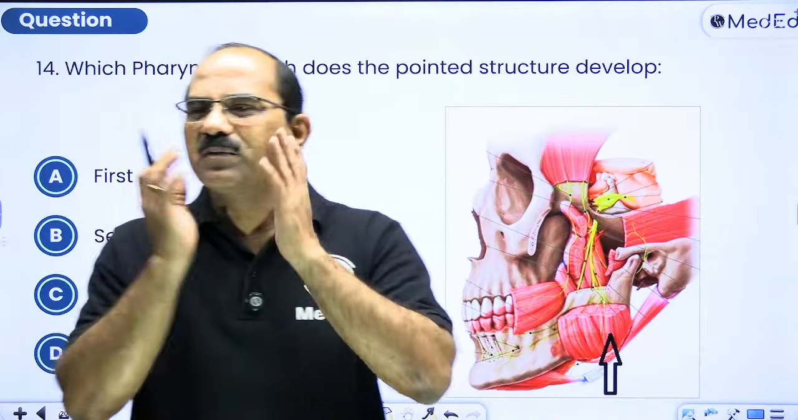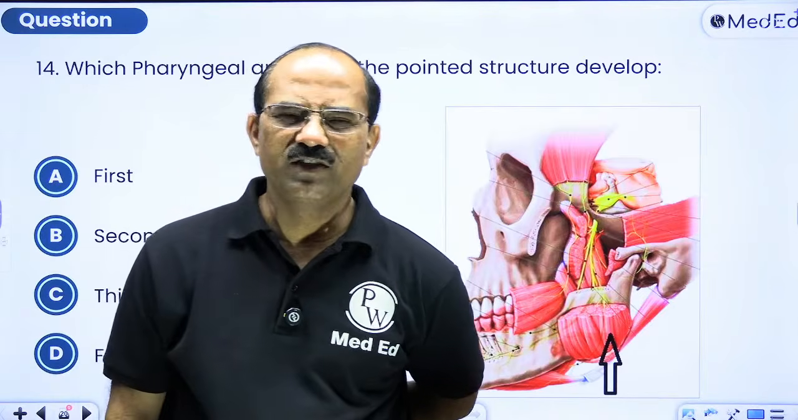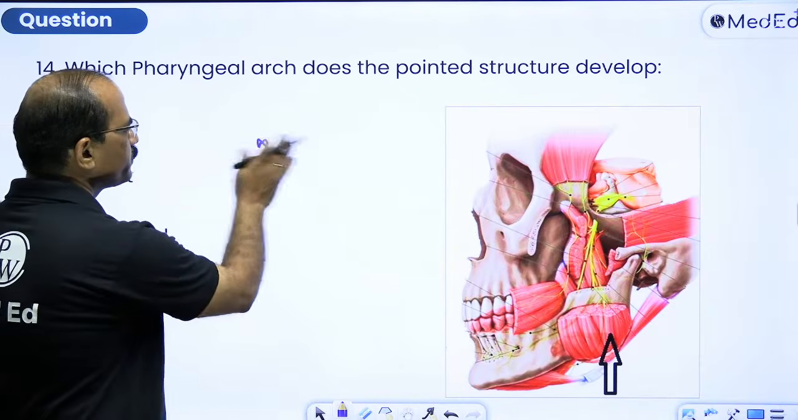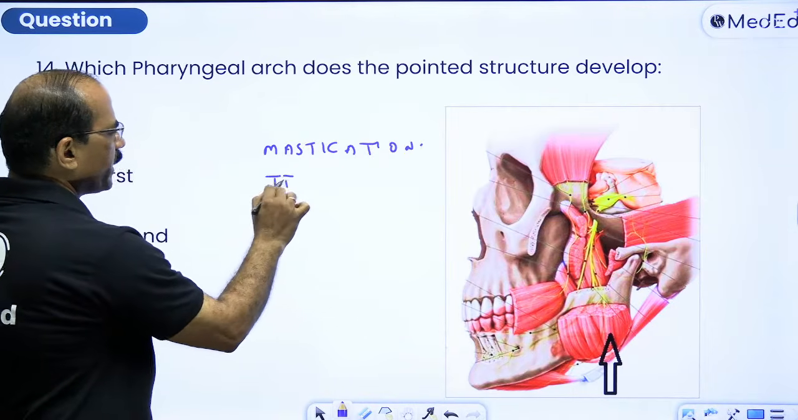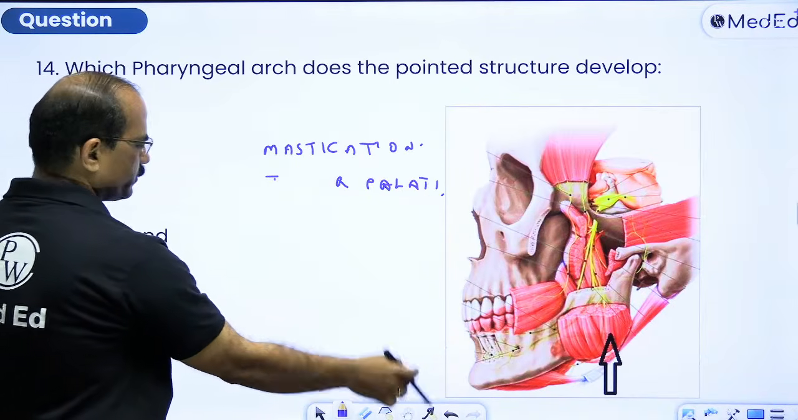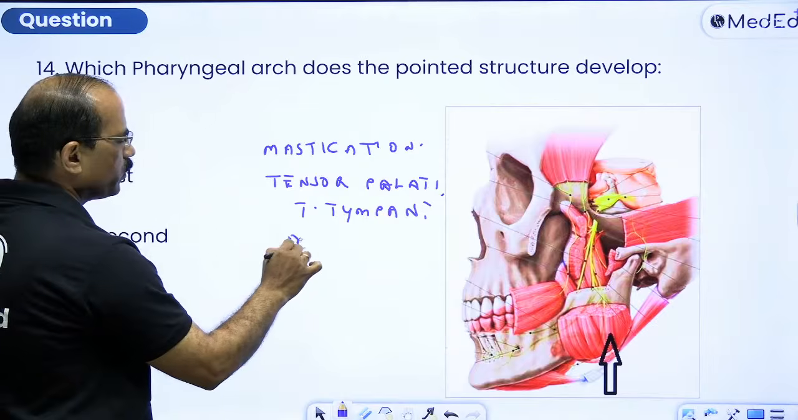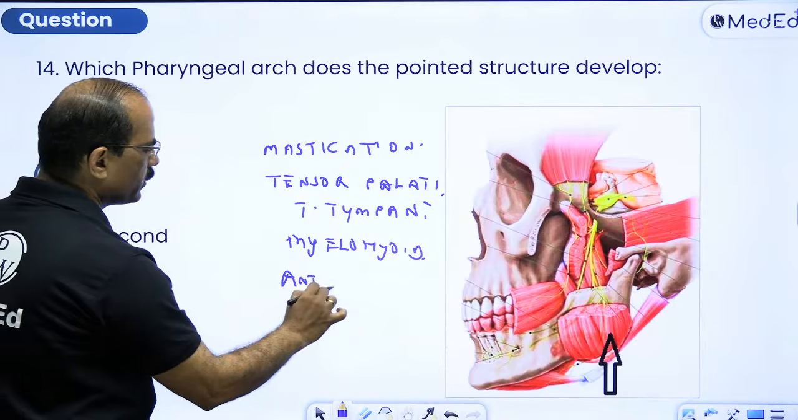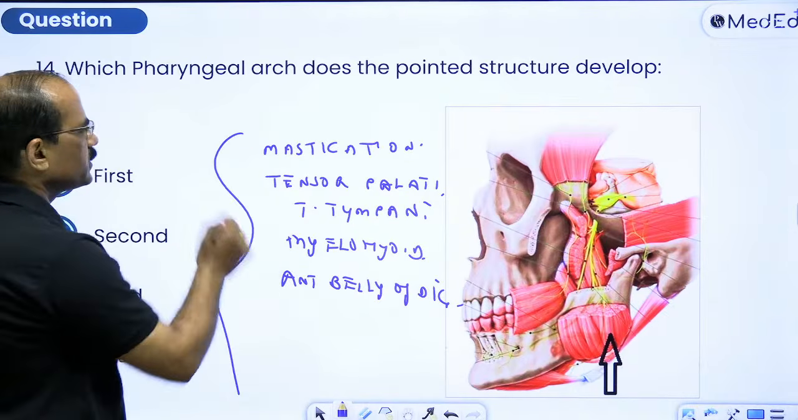So all the muscles of mastication are derived from the first pharyngeal arch. What else is there? Along with it comes tensor palatini, along with it comes tensor tympani, then comes mylohyoid and the anterior belly of digastric. These are derived from the first arch.